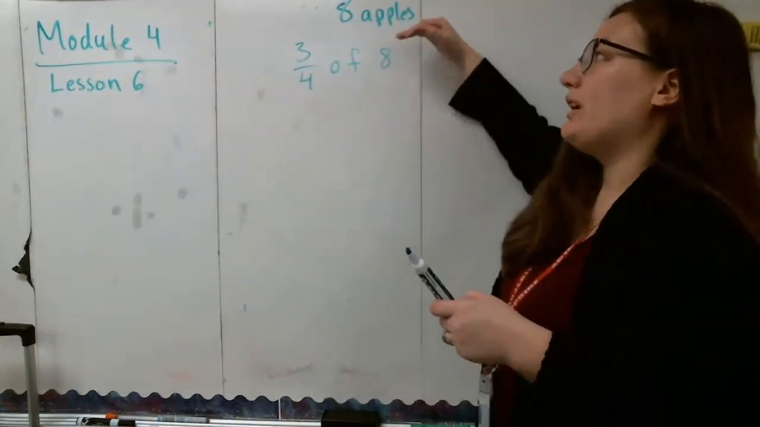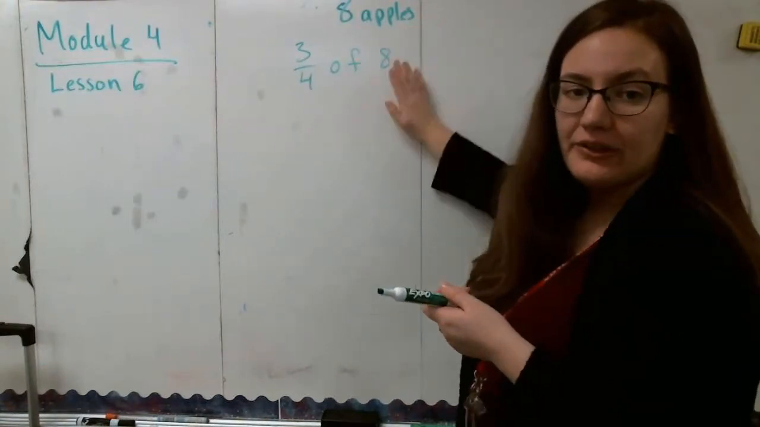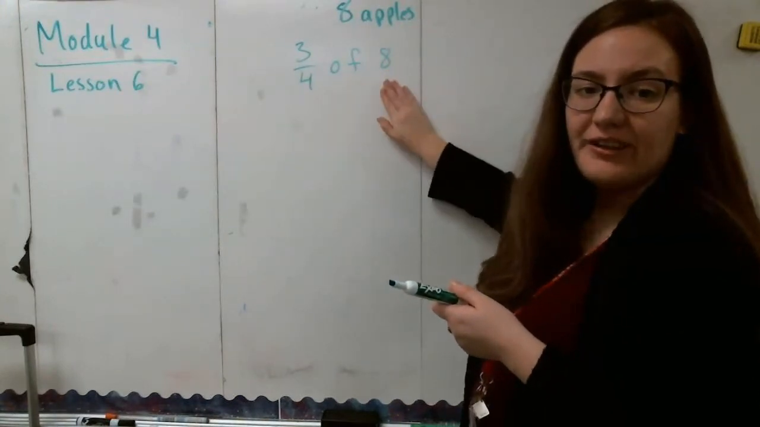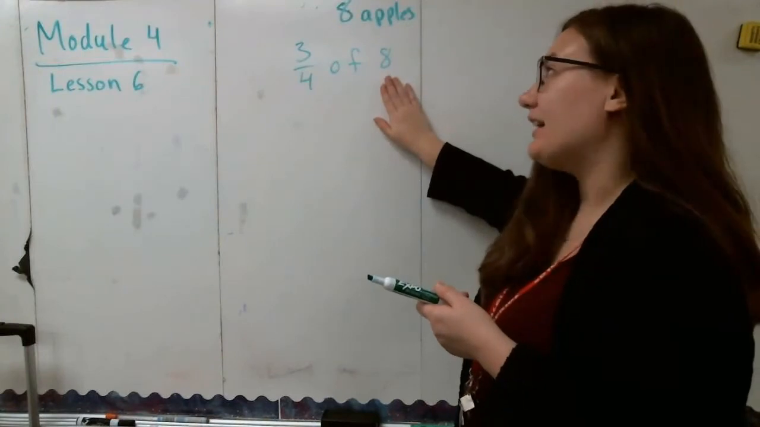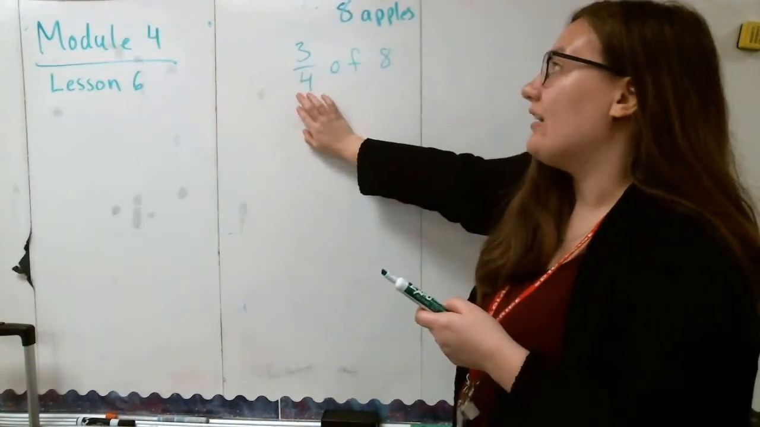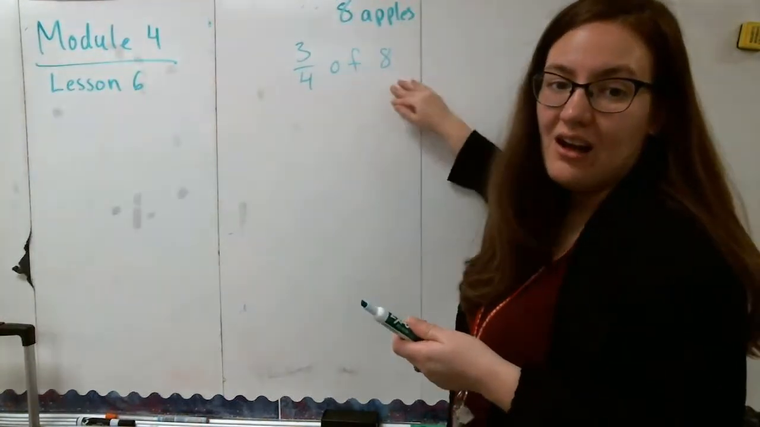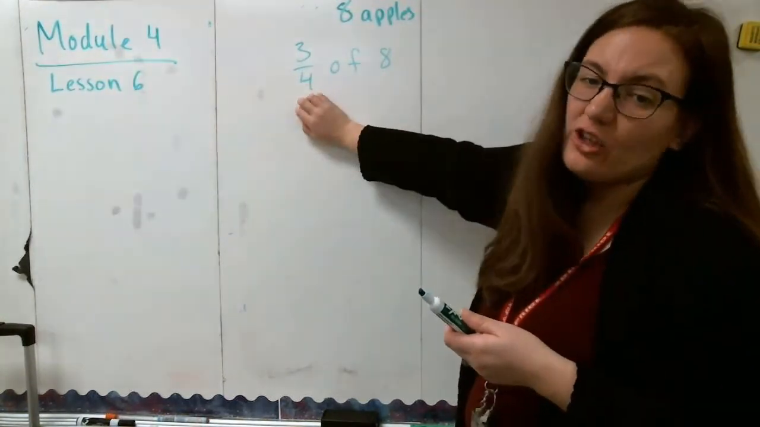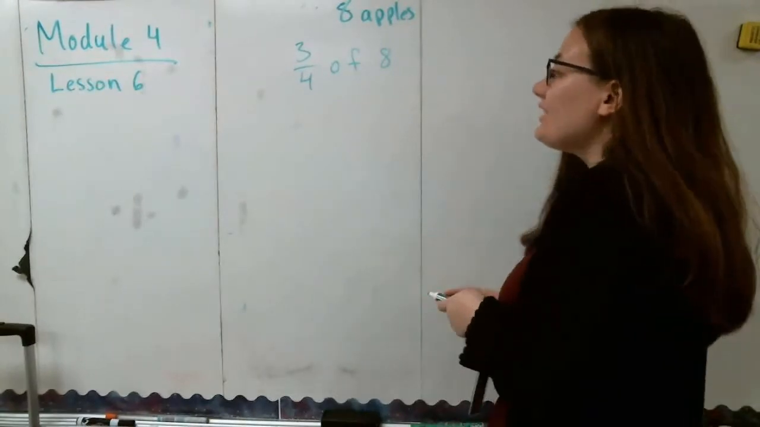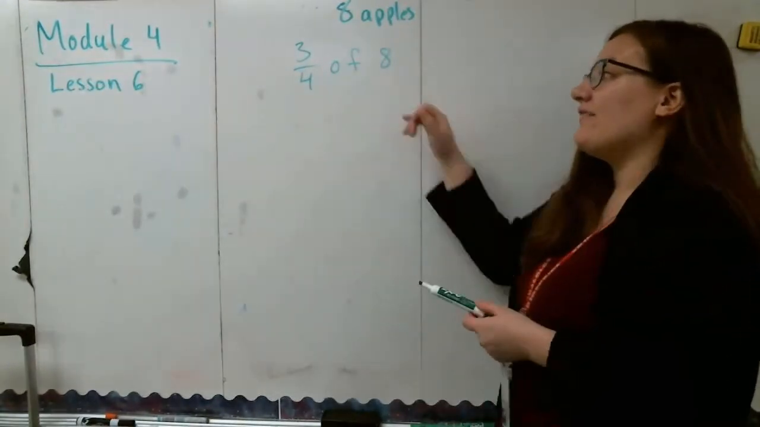So we're thinking about, well, what am I dividing? I'm dividing up the apples. So that's going to be my of 8 parts. So that's going to be my last number. And then I'm trying to figure out, well, how is it getting divided up? We want to figure out what 3/4 of this number is. So that's why we usually put the fraction first. So we have 3/4 of 8.